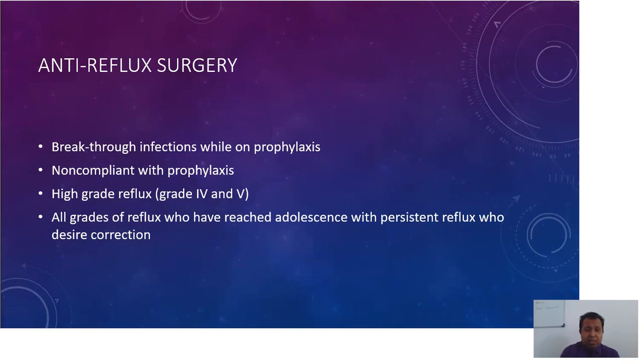And other important indications include non-compliance with prophylaxis, high-grade reflux as I mentioned earlier, and all grades of reflux in those who have reached adolescence with persistent reflux and desire correction, because whenever reflux persists, there is always a chance that the child ends up getting recurrent urinary tract infection. Therefore, those are the indications that we can use for surgery.